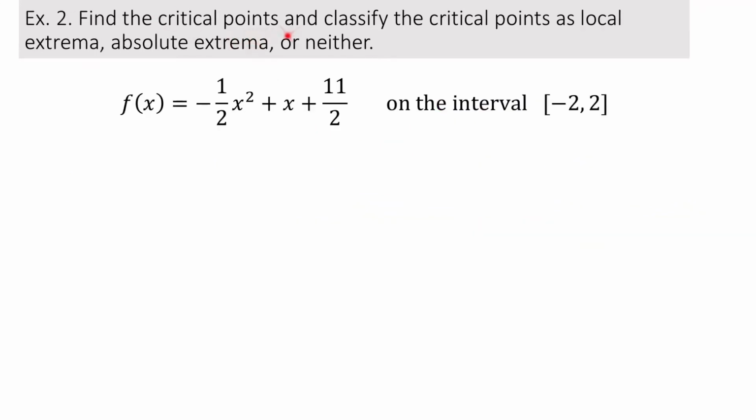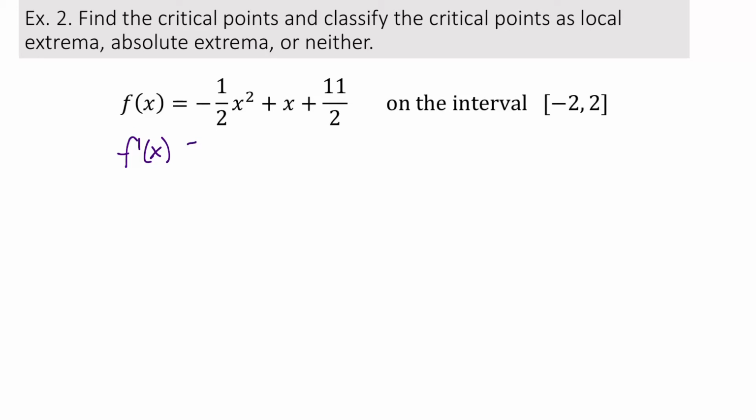Example 2 says find the critical points and classify the critical points as local extrema, absolute extrema, or neither. So notice that we're given a polynomial and a closed interval. So the extreme value theorem applies to this problem here. This is a continuous function over a closed interval. So the extreme value theorem says we're guaranteed to have an absolute maximum value and an absolute minimum value on the interval. So the procedure is we first find the first derivative.